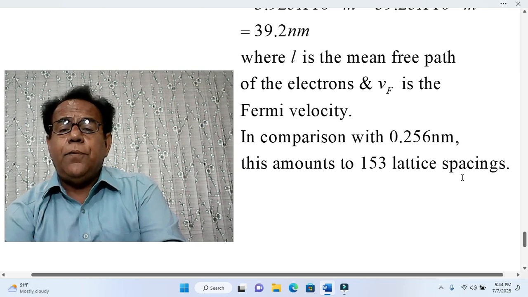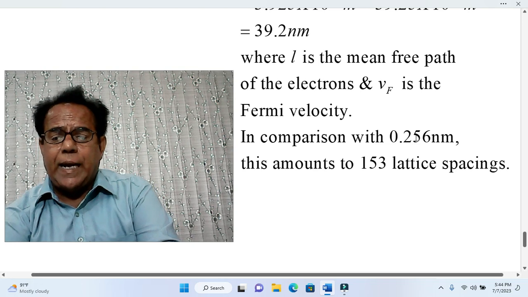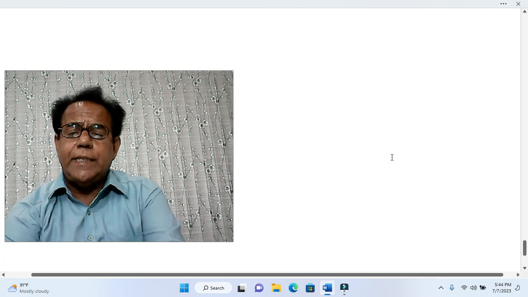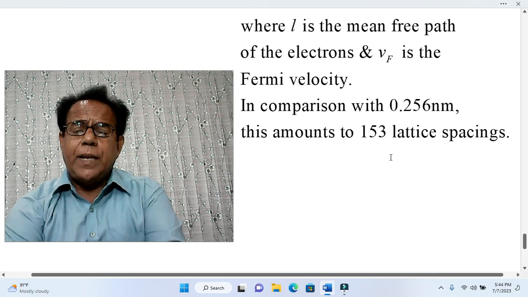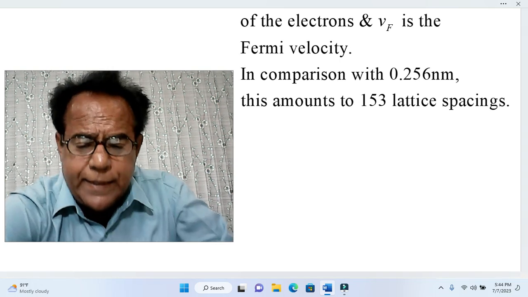What we have done, actually, is we will divide this figure by this figure and we will get the result of 153. So 153 is the final number of lattice spacings. And this is the end of our problem and this is the end of our video.